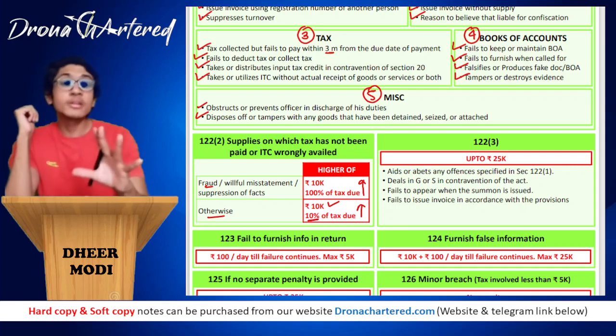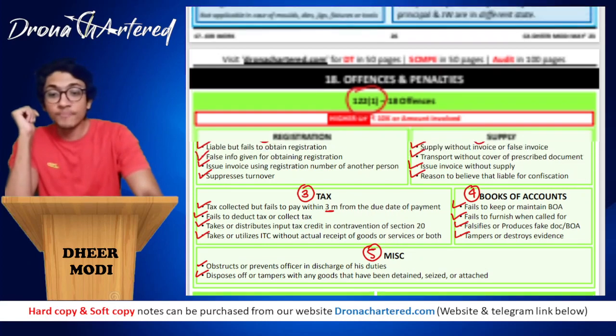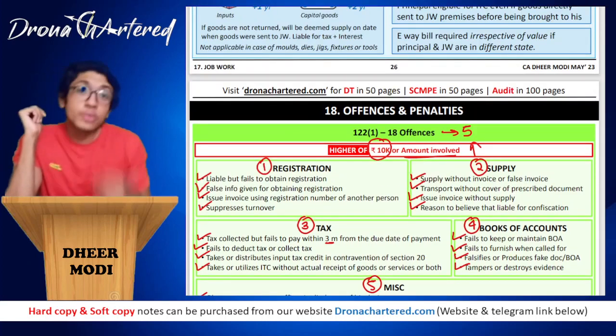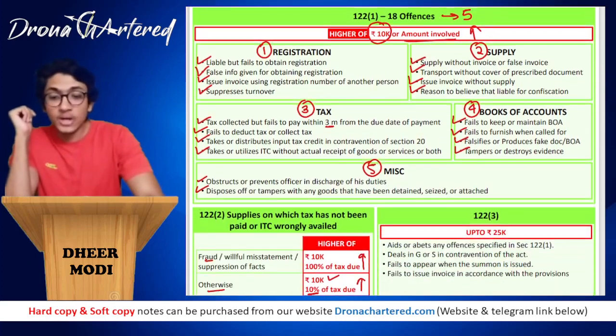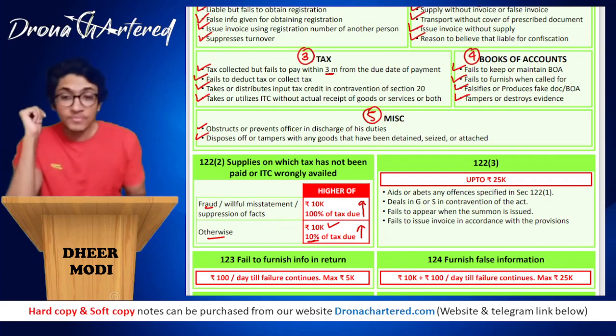Wherever the penalties are, I've put them in red so that you will remember. The first section that we did above was 10,000 or the amount involved, whichever is higher. Now what we did is 10,000 or 100% of tax due, whichever is higher.